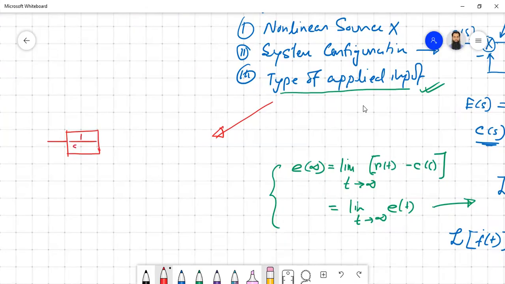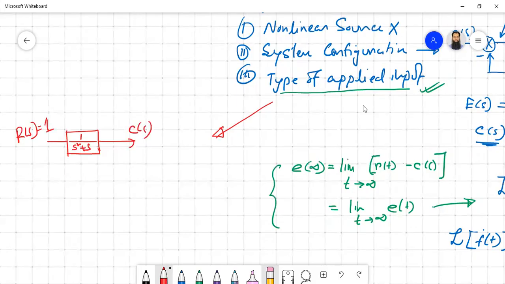Okay, 1 by s square plus s. So this is our system, and our input, we are calling the input delta input or impulse input. So basically the input is 1 and your output is C of S.